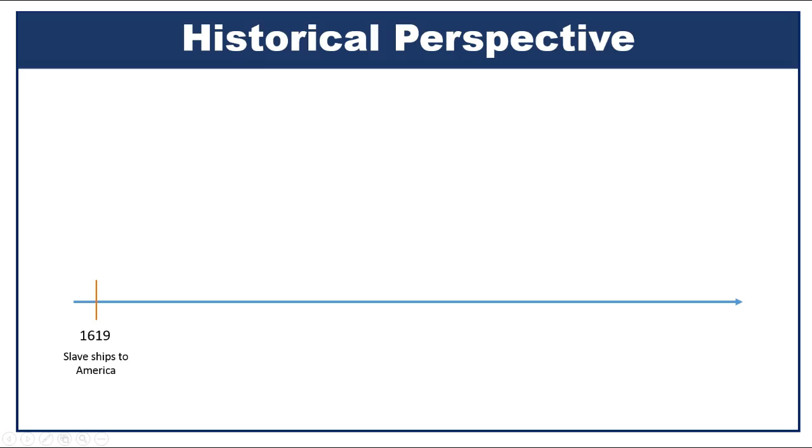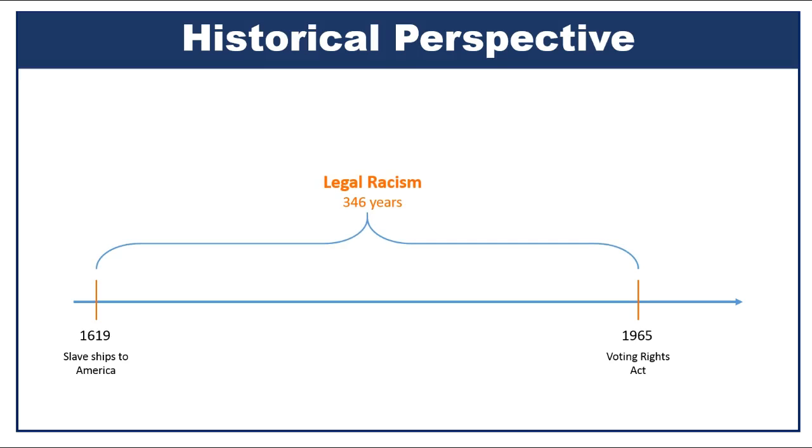From a historical perspective, it's important to consider the length of legal racism, beginning with 1619, when the first slave ships to America arrived, and to 1965, when the Voting Rights Act passed, and that this time was nearly 3.5 centuries. And that if we were to look at 2018, illegal discrimination has only been for about 52 years.